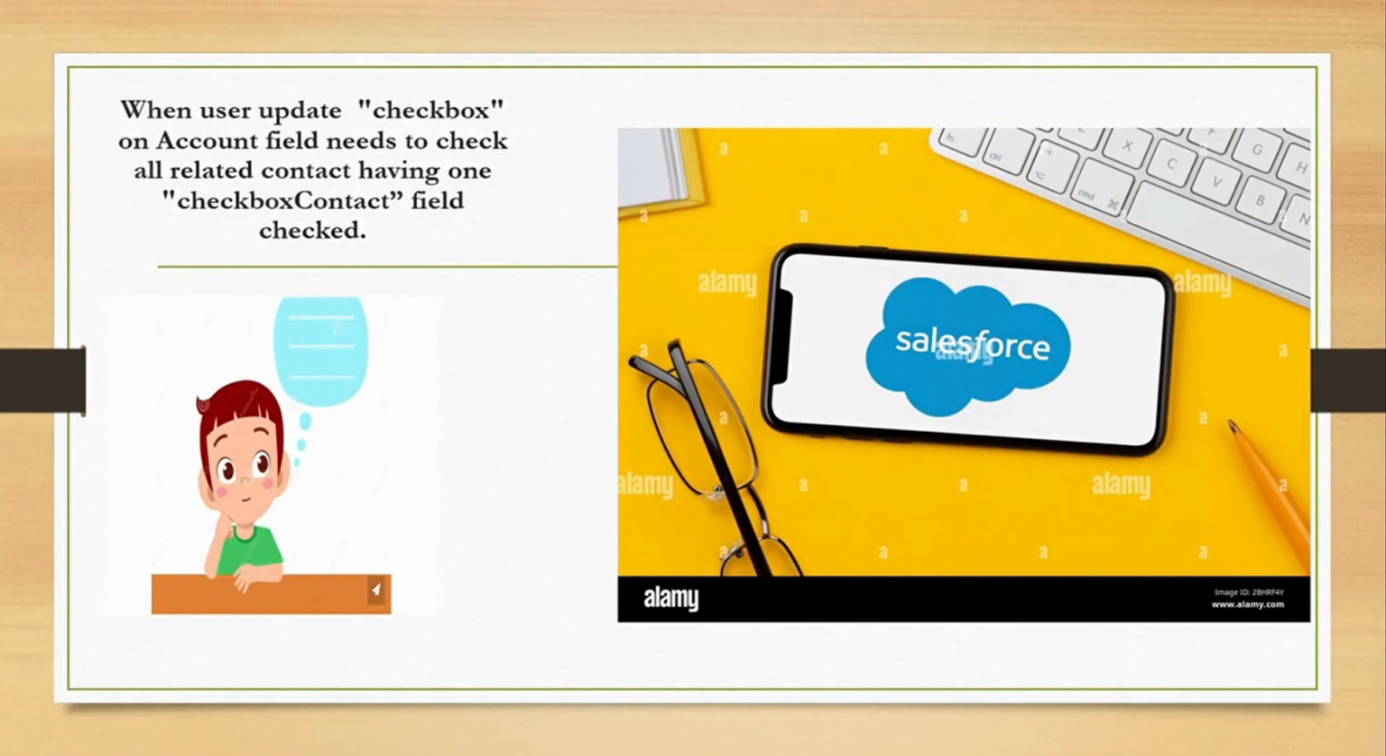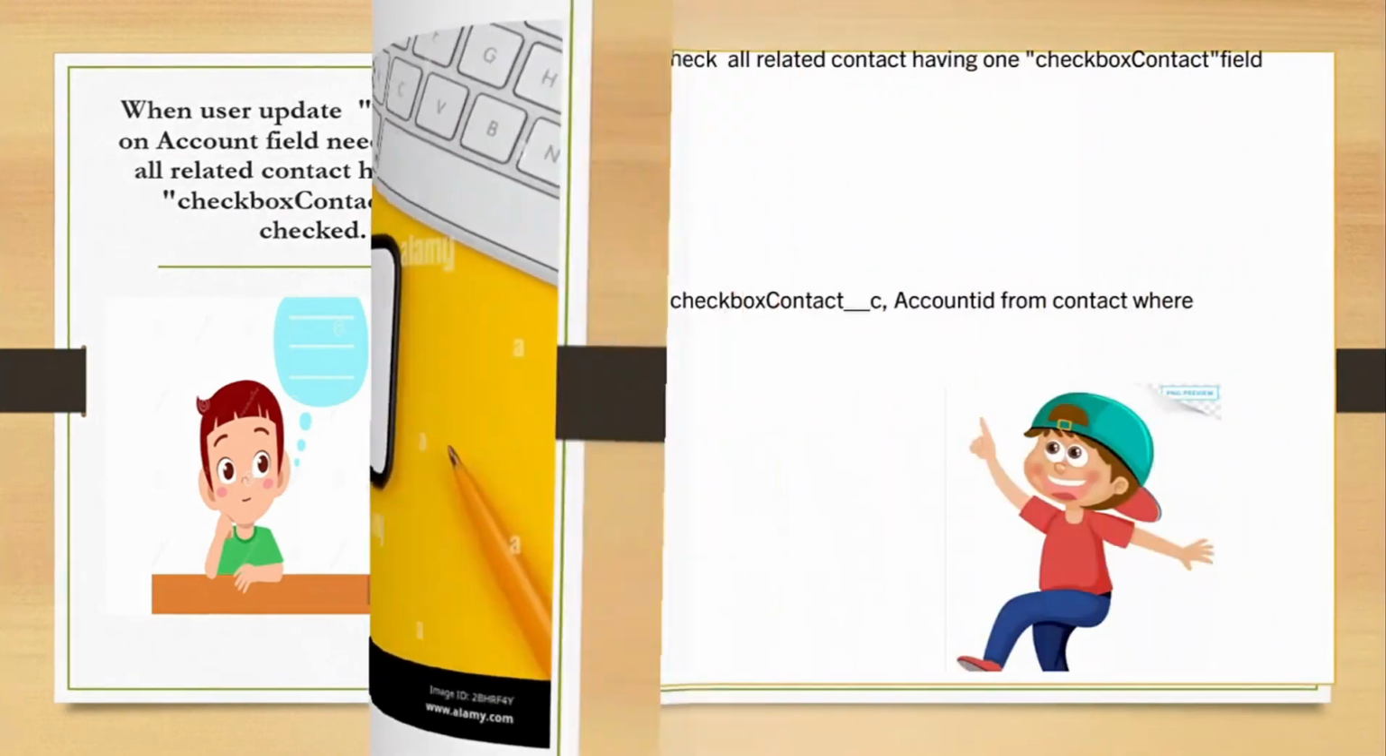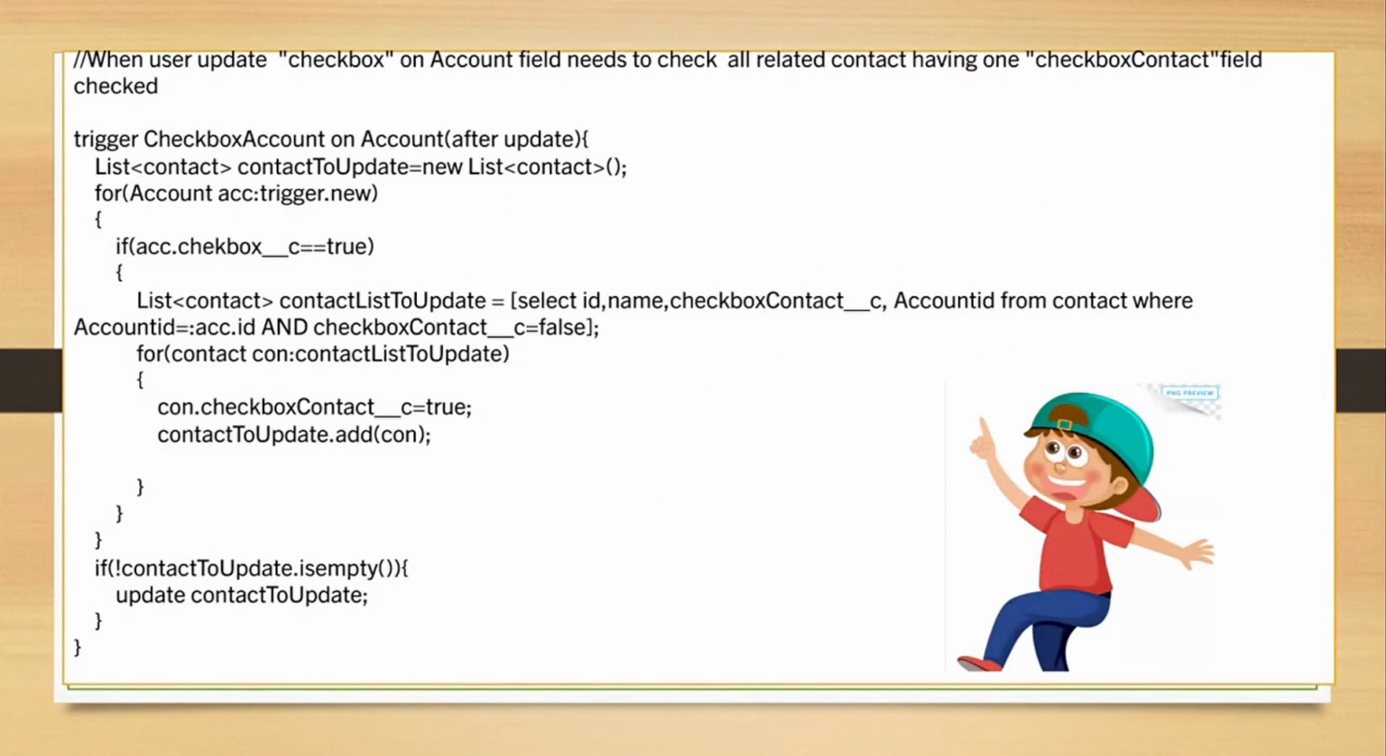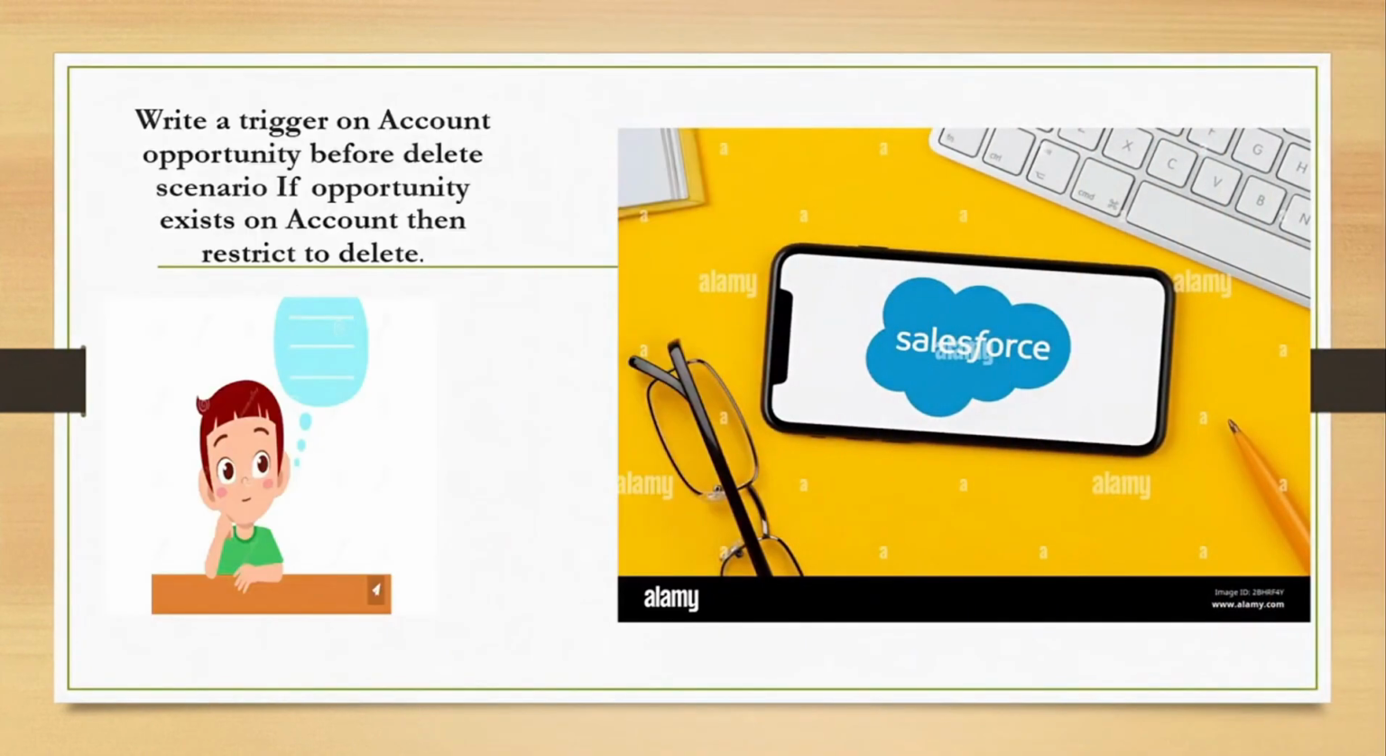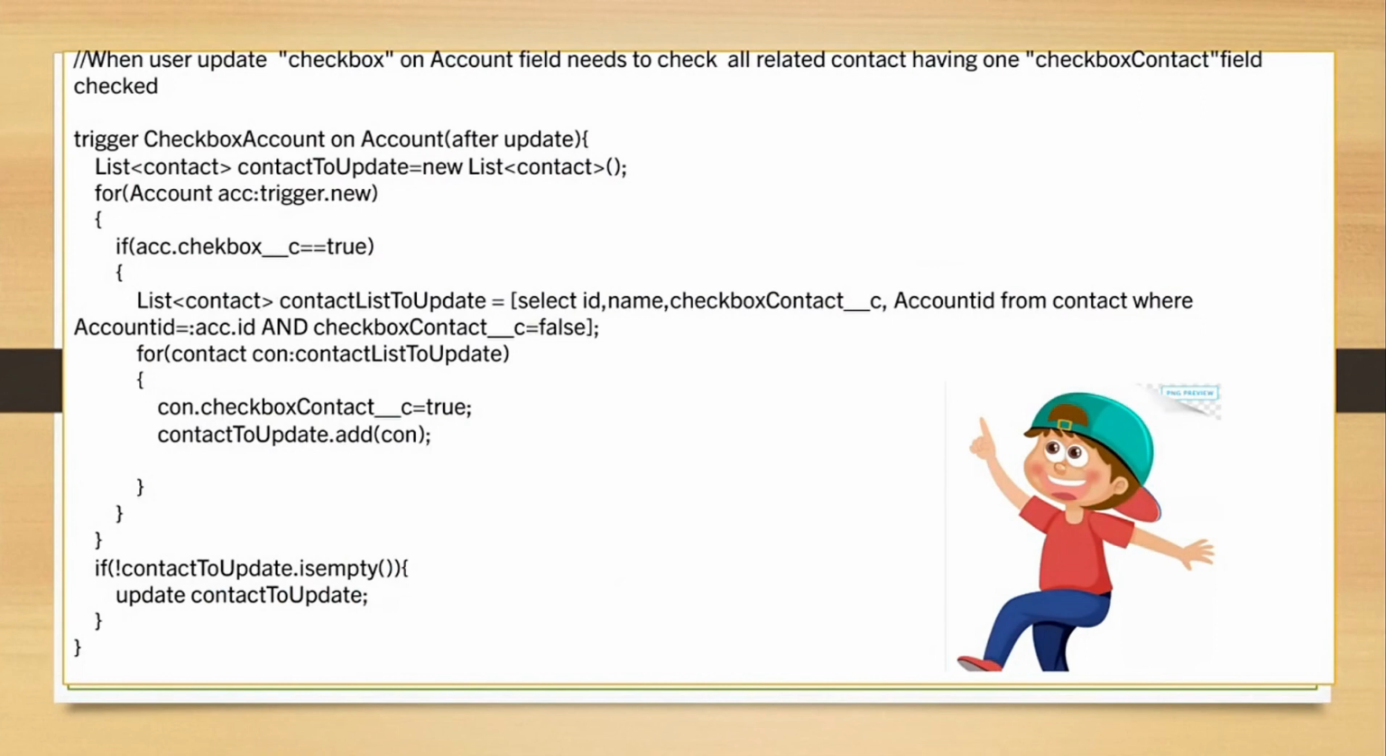Moving to the next question: when a user updates a checkbox field on Account, we need to update all related contacts that have a checkbox field. Here is the solution: a trigger, checkbox account, on Account after update. Create a new list of contacts, and for the account in Trigger.new, if acc.checkbox is equal to true, then create a list of contacts. After that, create a for loop for the contacts and update those contacts.